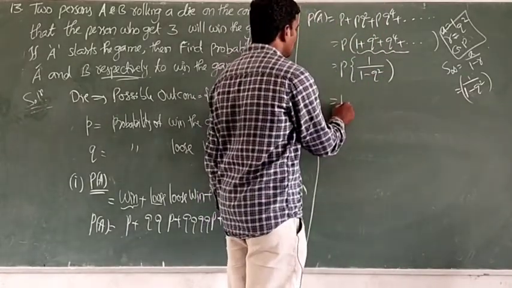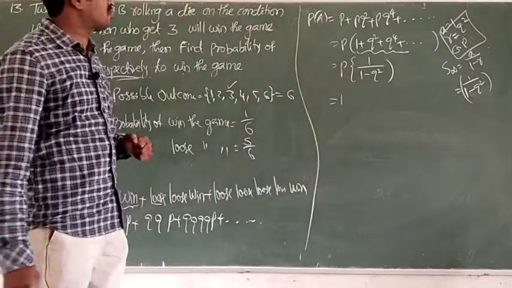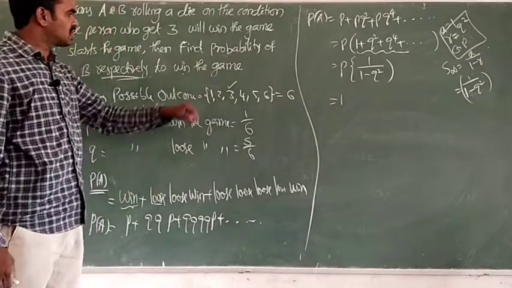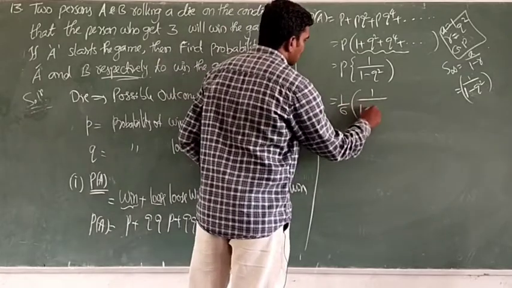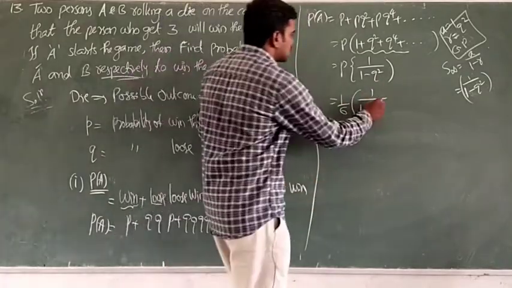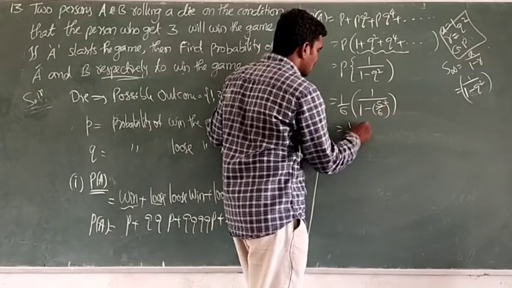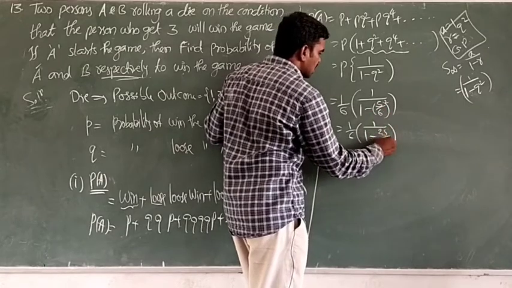Now substitute p. That one also write down in the rough work, on the side. You must write that one also. Now p means what? 1 by 6. 1 minus q, q means 5 by 6, 5 by 6 square. Simplifying we can get the answer. 1 minus 5 square, 25 by 6 square, 36.